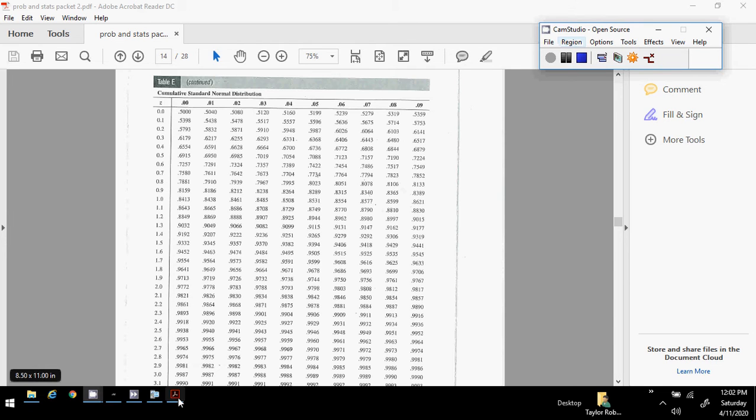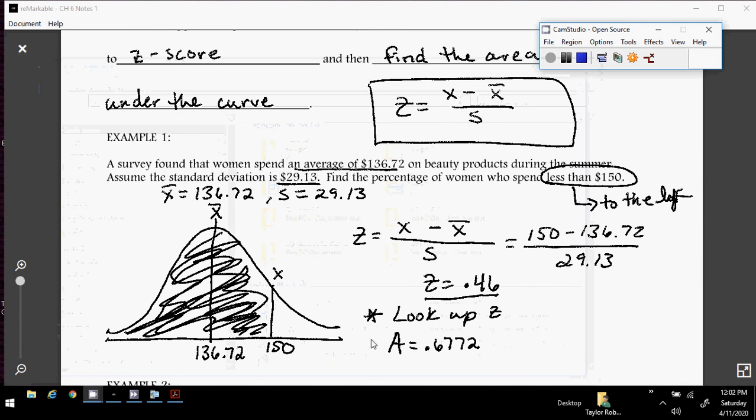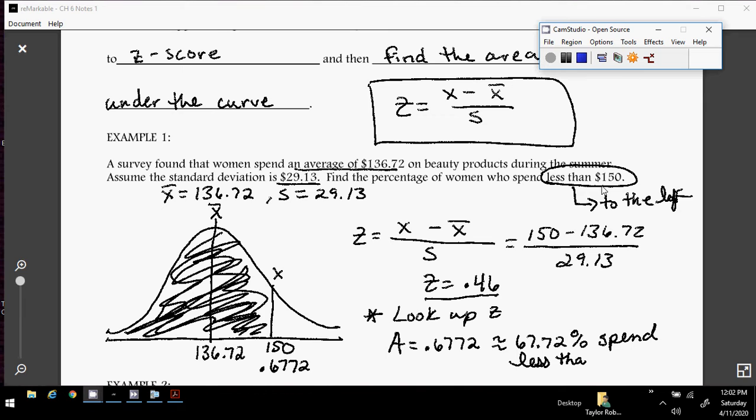0.6772. Alright, so over here, 0.6772, that is the area to the left. Well, what did it ask us to find? Find the percentage who spend less than 150. Well, what percent would that be? 67.72%. They spend less than $150. That's exactly what it was asking us to find. So all we're doing is using what we know about normal distributions to solve these problems.